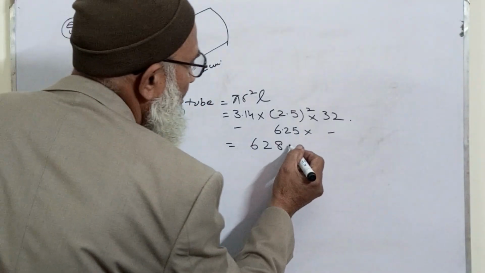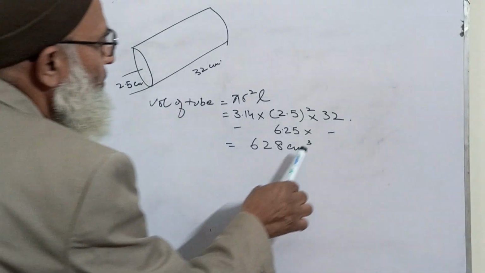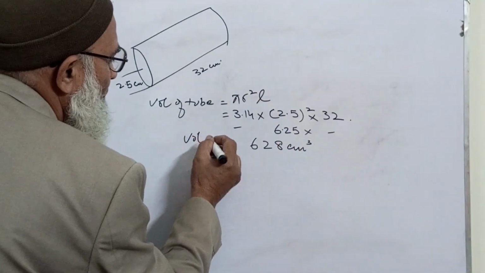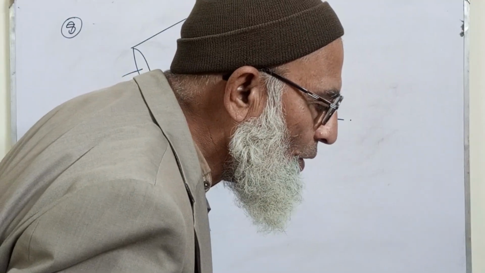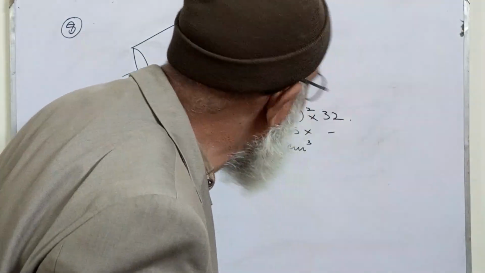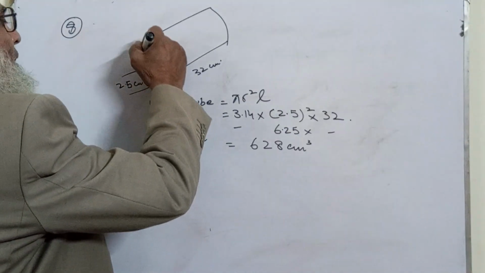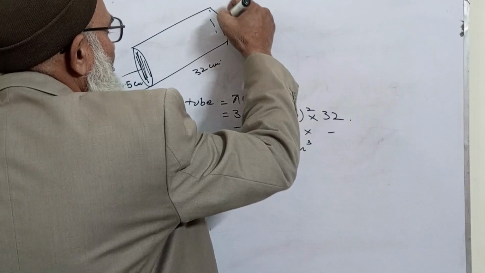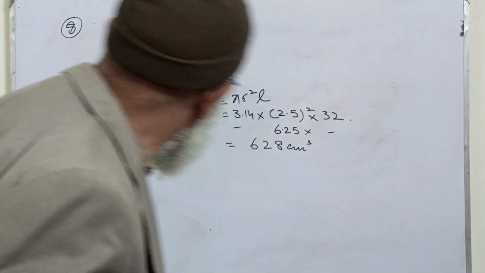628 centimeter cube. Why cube? Because this is the volume of the tube. Now the next part is for the posting tube sealed at both ends. If we seal this at both ends, what will the surface area be?